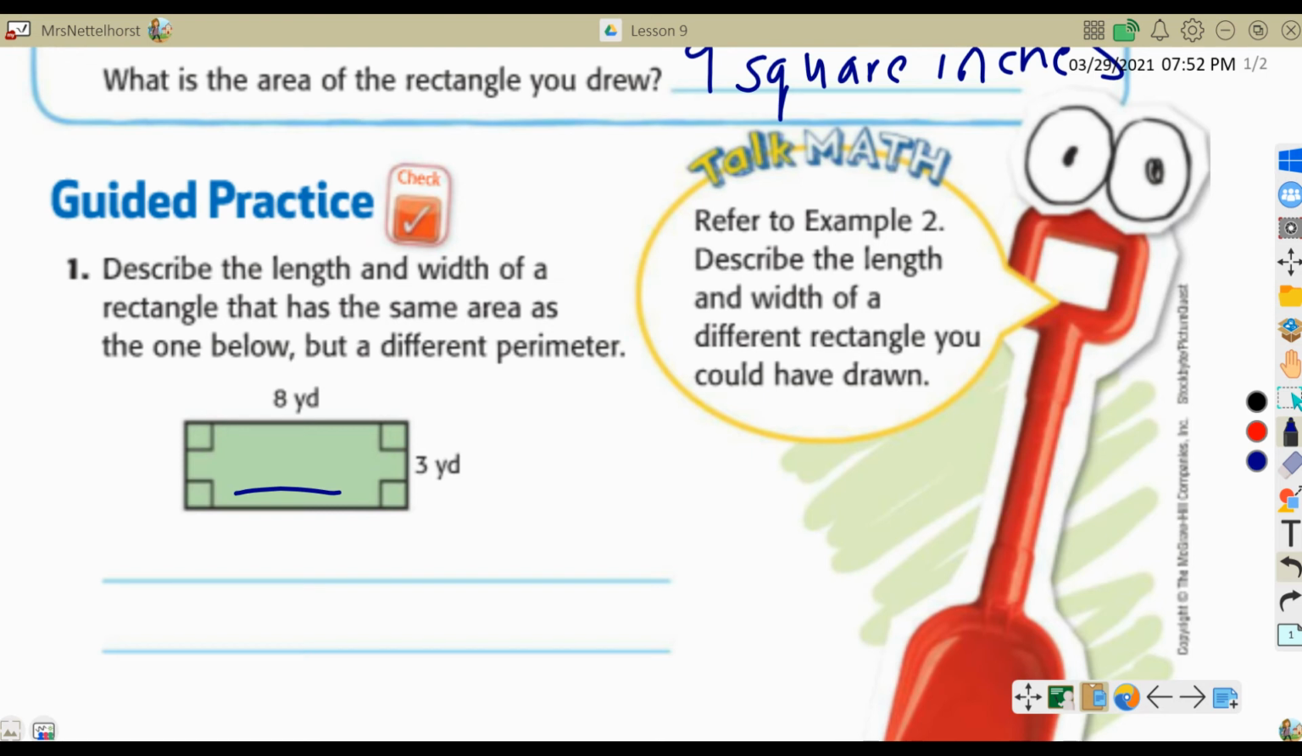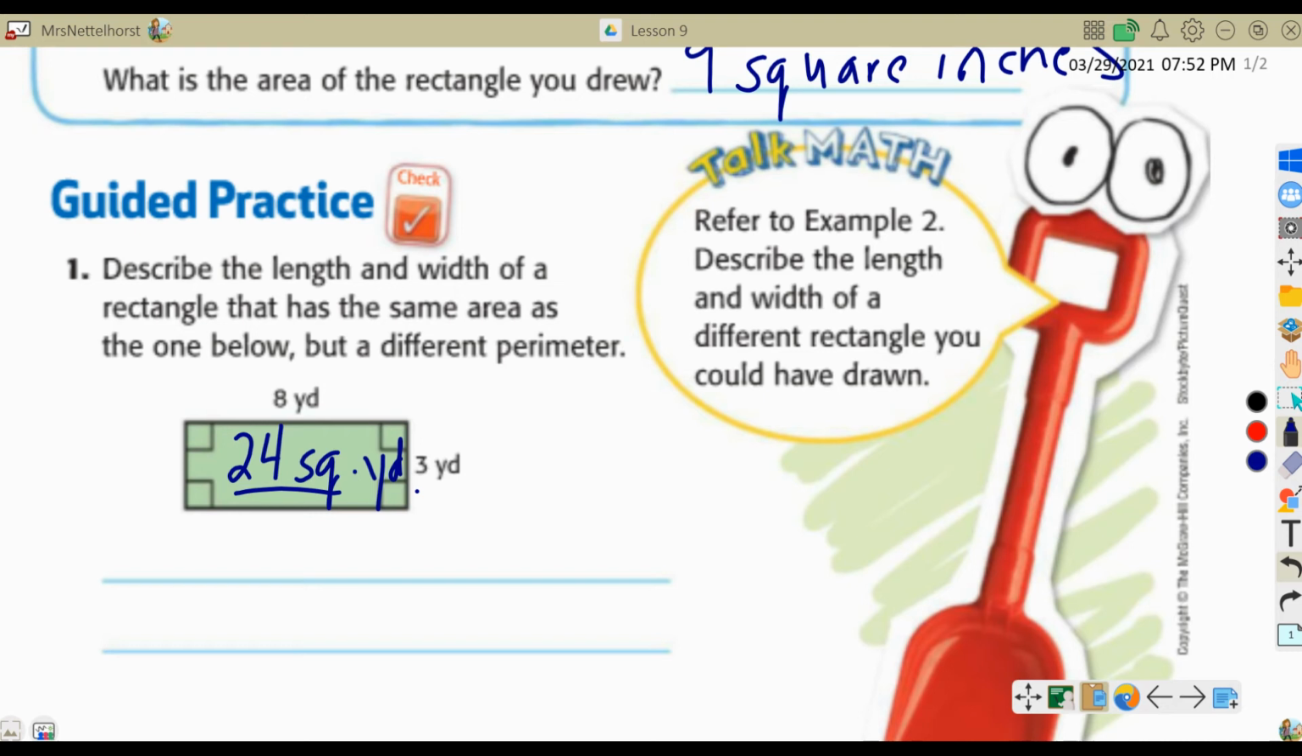Okay, I think I said 8 times 4. I meant 8 times 3. So 8 times 3 is 24 square yards. To save space, I'm going to do SQYD. That's square yards to make it short. All right. So we know that this has 24 square yards.